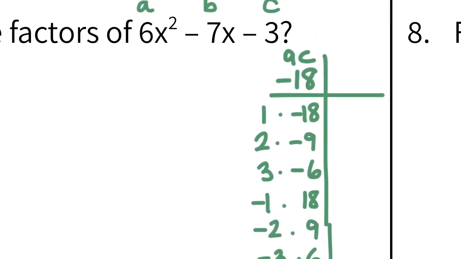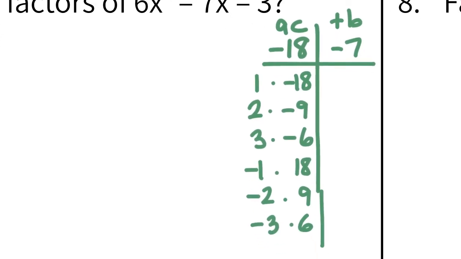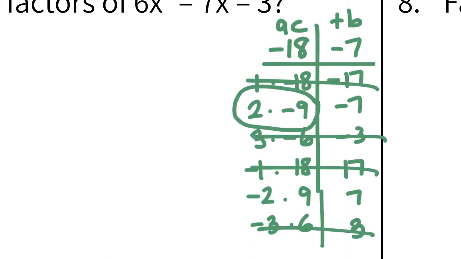Okay, so out of all these choices, we're looking for the one that adds up to B. And in our problem, B is negative 7. So take a look at those choices. Which one would give me negative 7? Okay, so really quickly, just adding through them. So I have negative 17, negative 7, negative 3, positive 17, positive 7, and positive 3. So just be careful, 7 shows up twice. You want the one that's negative. So we're going to use these two numbers here.